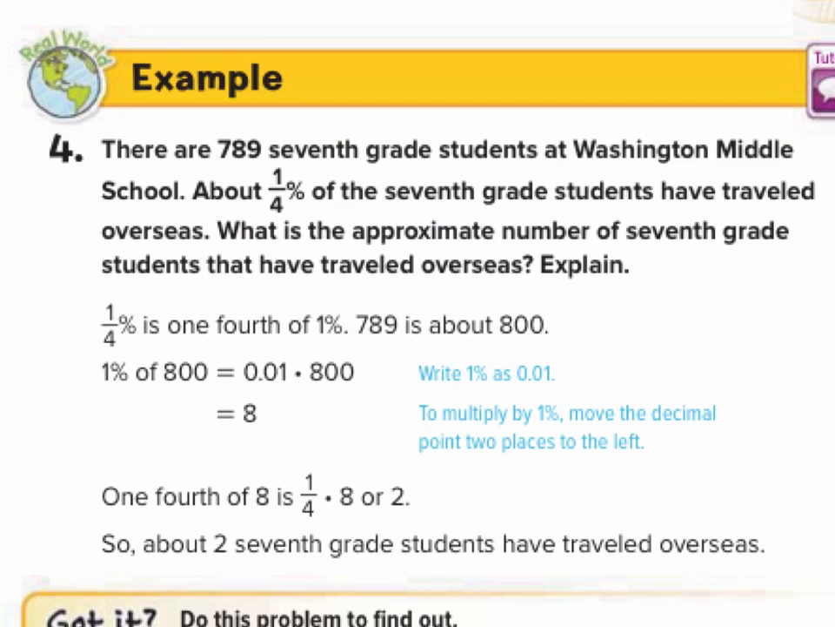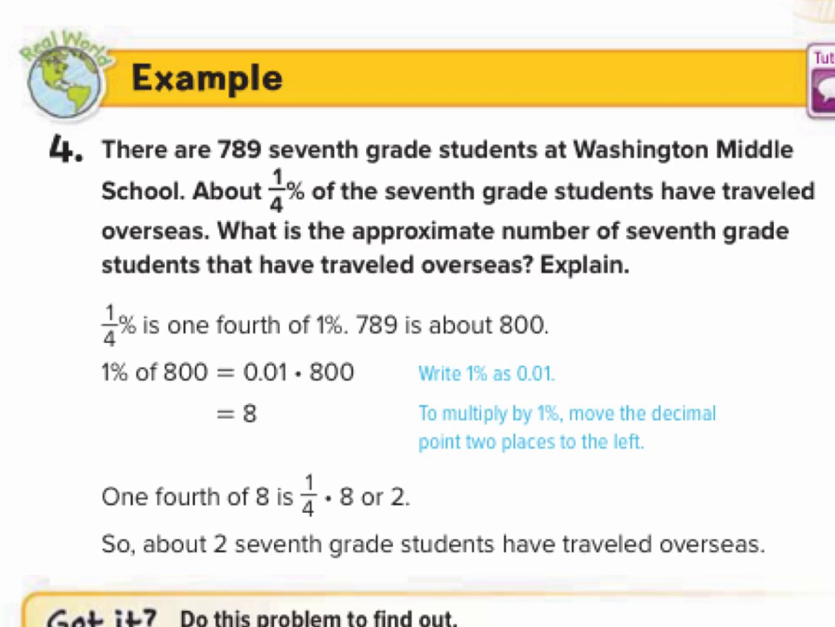All right. 789 we can estimate to be 800. And so here's how we're going to find this. We're going to find 1% of 800 first. Now 10%, we move the decimal over to the left once. 1%, we're going to move it over to the left twice. And so as we move the decimal over twice, we get 8. So 1% of 800 is 8.